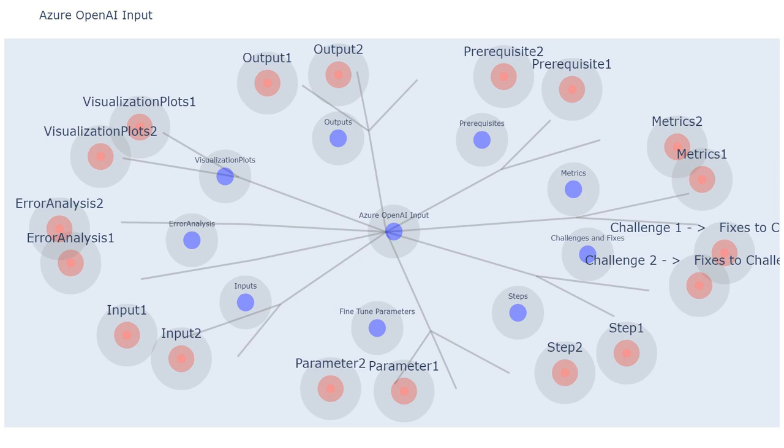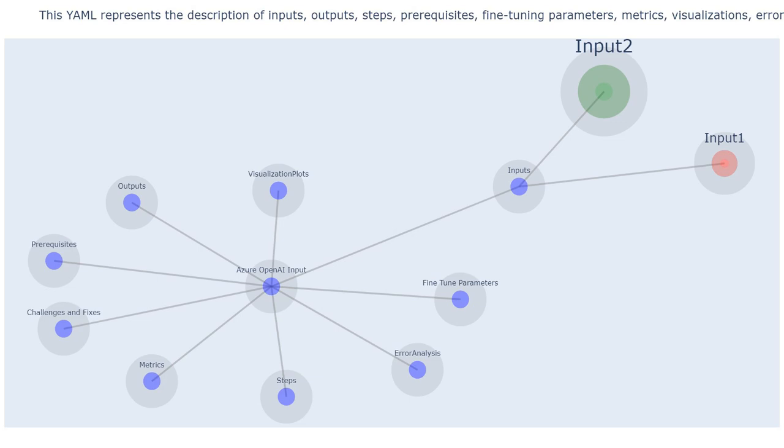This YAML represents the description of inputs, outputs, steps, prerequisites, fine-tuning parameters, metrics, visualizations, error analysis and challenges and fixes involved in using Azure OpenAI. Inputs. The inputs are the data that is used to train the Azure OpenAI model.